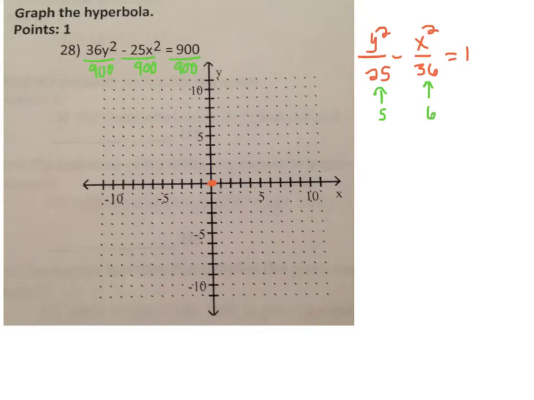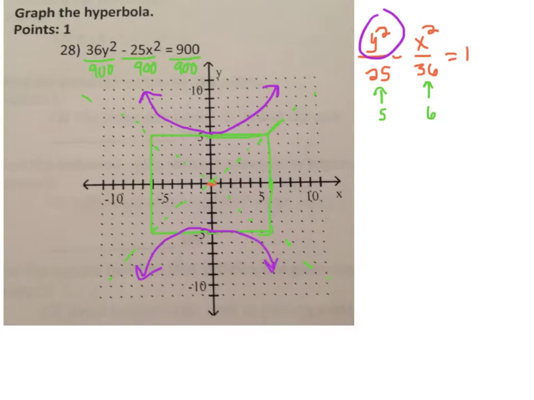It means it goes up and down 5, because that's what's under y, left and right 6, since that's what's underneath x. So remember, with hyperbolas, we draw a box. And then we draw our asymptotes. And because this is y squared first, we draw our curves on the top and the bottom of the box. If x squared is first, we draw them on the left and the right side of the box.